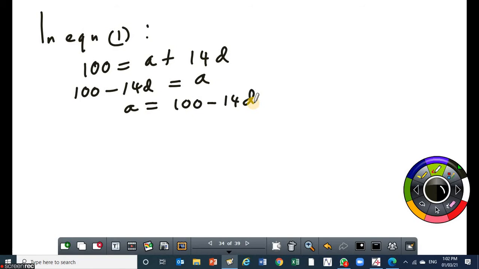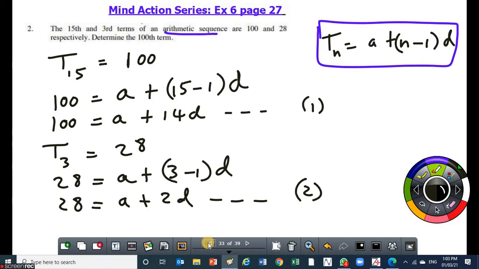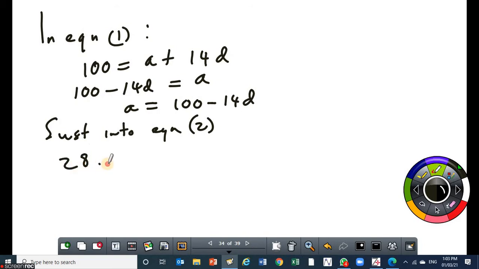Then I need to substitute this new equation, where I've made A the subject, into the second equation. Substituting into equation 2, this is my equation 2. So 28 is going to be equal to A plus 2D, but I now know the value of A in terms of D, so it will be 28 equal to 100 minus 14D plus 2D.